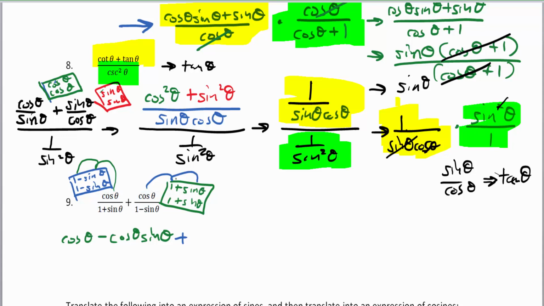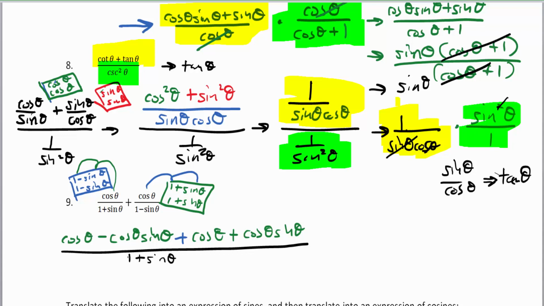All right, so cosine times 1 there is going to be just cosine theta. And cosine times sine theta is going to be plus cosine theta sine theta. And this is going to be all over the common denominator now, because this common denominator is now 1 plus sine of theta multiplied by 1 minus sine of theta.